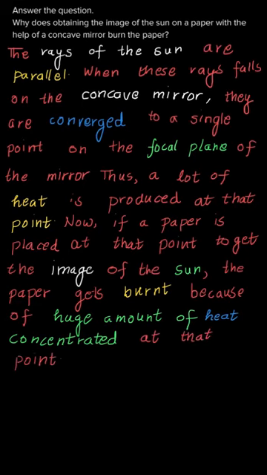So the same explanation: the rays of the sun are parallel, and when the parallel rays come to a concave mirror, they are converged to a single point, that is the focus, and we know that it contains a lot of heat. So if we take a paper and try to get the image of the sun, we get a large amount of heat there, and that causes the paper to burn. I hope you understood the explanation.